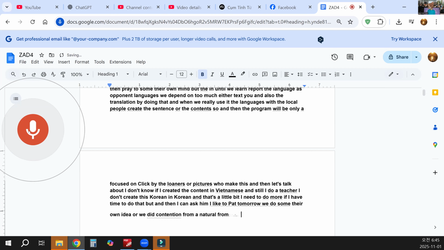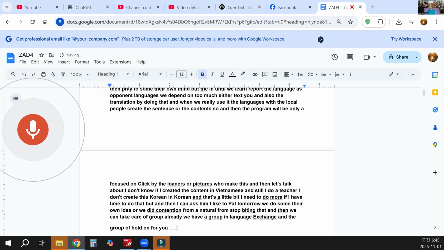By doing that, they can get a group. Already we have a group in language exchanging: the group of those who learn Korean, the group of those who learn Vietnamese, the group of those who learn English.